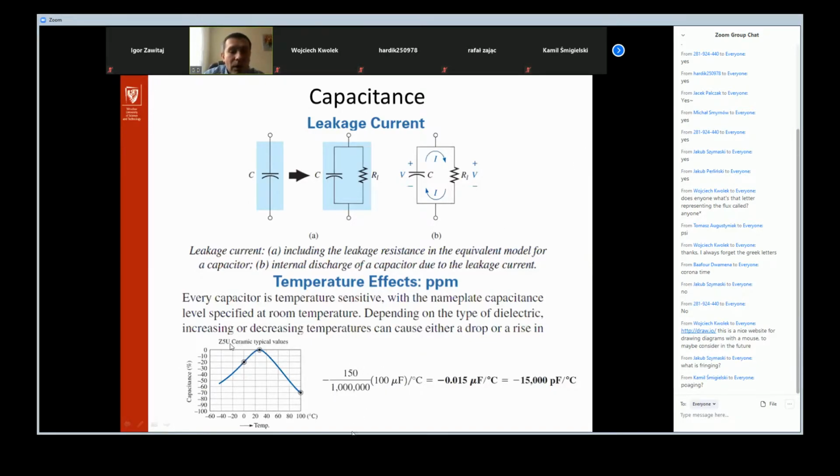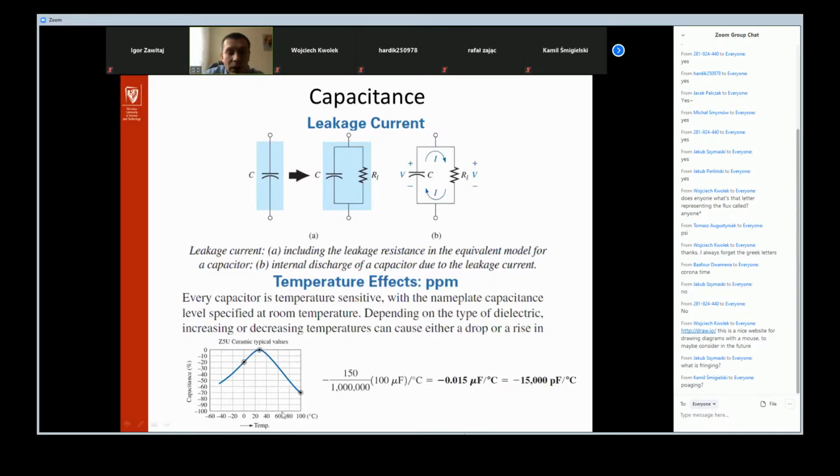What is the characteristic of the temperature dependence of the capacitance? It depends on the type of dielectric material. For example, for the Z5U ceramic, which is typically used, the change of the capacitance according to temperature looks like that. So as you see, the highest capacitance we get is around room temperature.